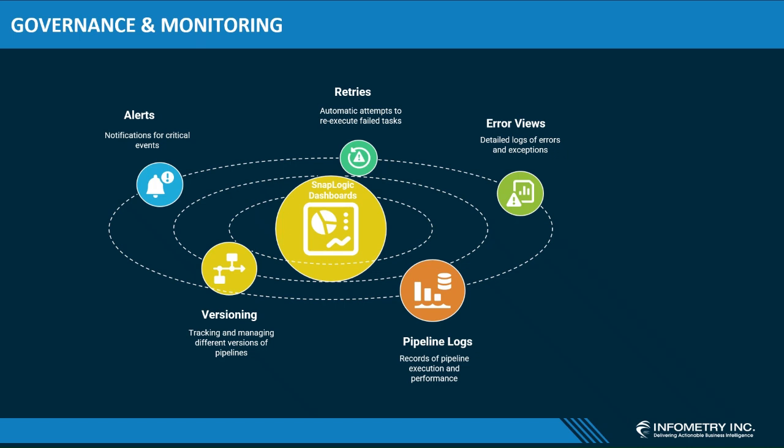Finally, we have pipeline logs. These logs capture every pipeline execution, including timestamp, runtime, errors, warnings, and performance details. So pipeline logs help engineers analyze issues, track historical data, and improve the reliability of automations. Overall, SnapLogic's governance and monitoring capabilities help ensure stability, transparency, and control across all integrations.